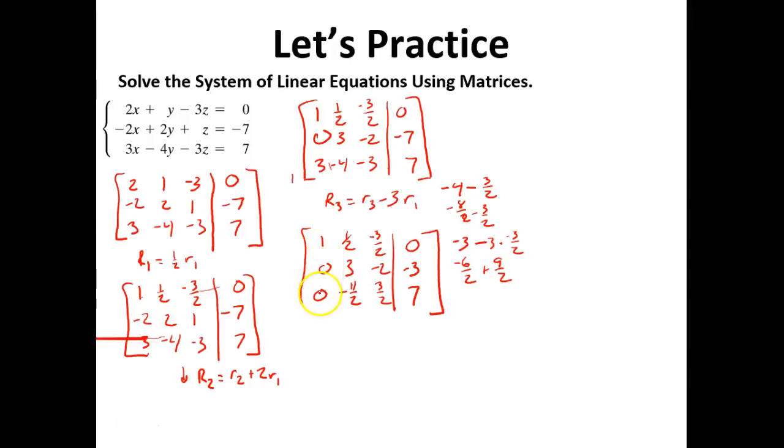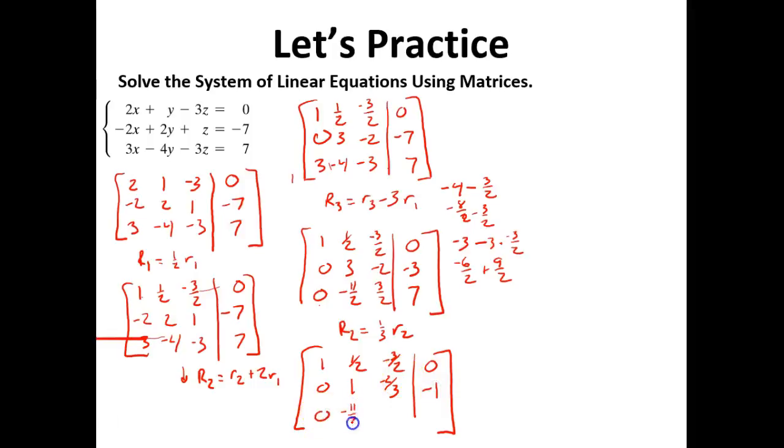Now I have this 1, zeros below it. The next thing I'm going to focus on is getting this to be a 1. What do I have to do for that? I'm going to take row 2 and replace it with 1/3 of row 2. When I do that, the first row isn't changing: 1, 1/2, -3 halves, and 0. Second row, 0. A third of this is 1. A third of this is -2/3, and a third of this is -1. And then below it, 0, -11 halves, 3 halves, and 7.